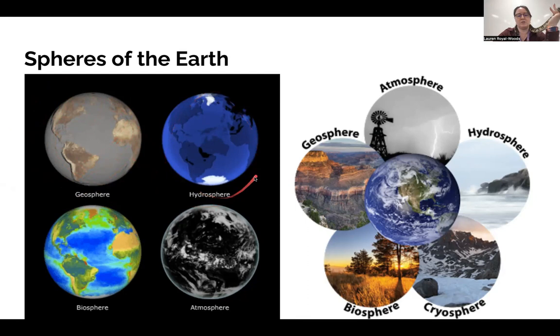Next up, of course, is the hydrosphere. This is dealing with all the water on planet Earth. If you recall, Earth is about 71% water. So that's a lot of water. That's both the salt water and the fresh water and the in-betweens. There are in-between areas, and we're going to talk about that too.